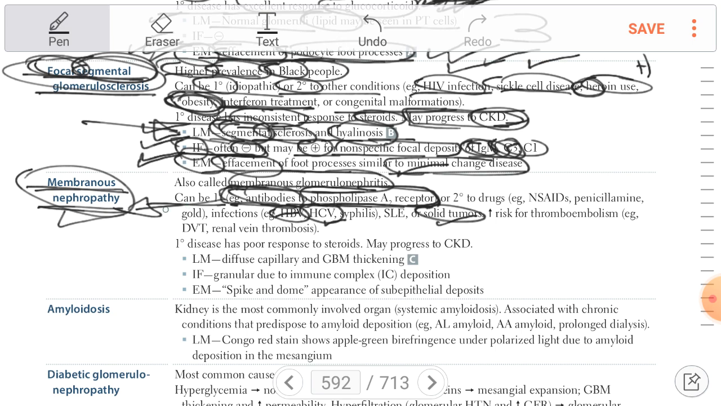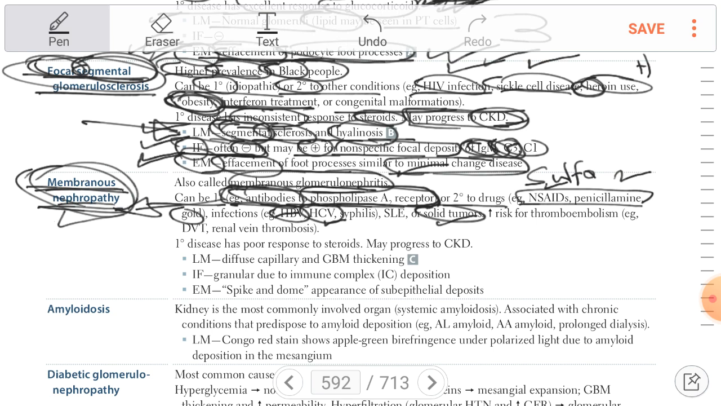This is a case of membranous nephropathy, and secondary to some drugs like what? Non-steroidal anti-inflammatory drugs, penicillamine and gold. But you know that the sulfa drug is associated mainly with what? Interstitial nephritis. So NSAIDs and penicillamine are associated, and sulfa drugs are associated with interstitial nephritis, and it's associated also with membranous nephropathy.